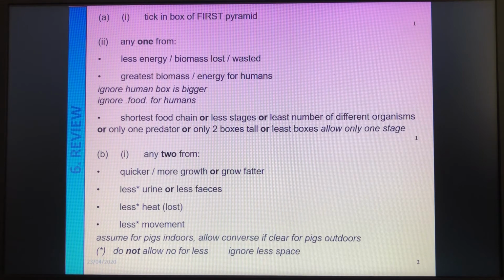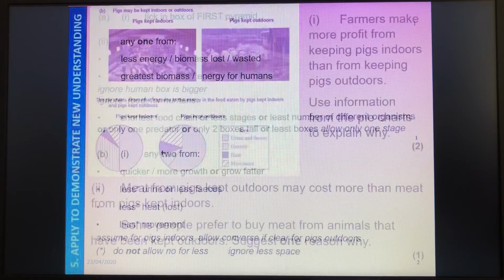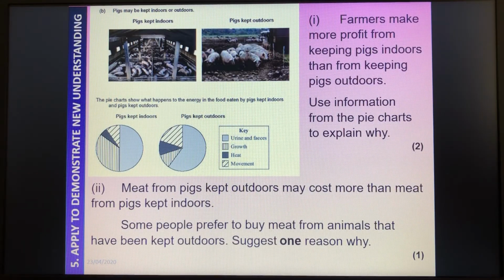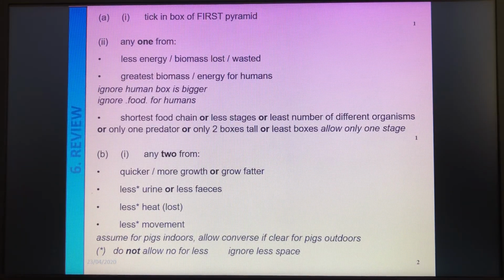Okay. So what was the benefit of keeping the pigs indoors rather than outdoors? Because they have quicker growth, more energy is used for growth, they grow bigger, and less energy is lost in the urine or the feces, less energy is lost as heat, and less energy is lost in movement because they're restricted. Okay.